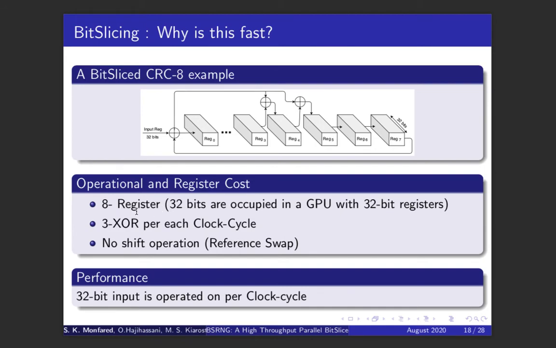So you have eight times more registers, but you actually outperform the conventional CRC implementation by 32 times. So this is a really simple example of how BitSlice could be used.